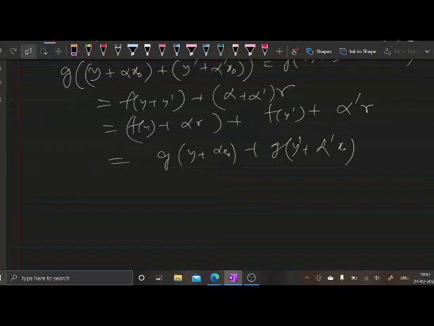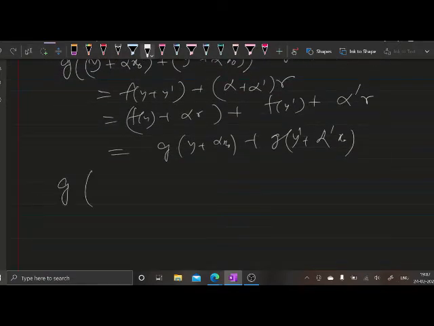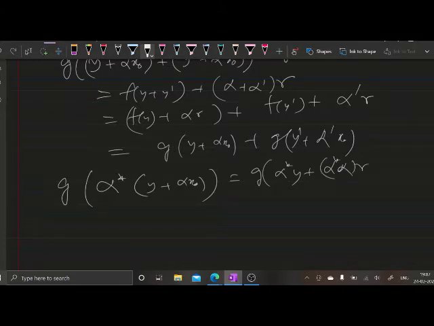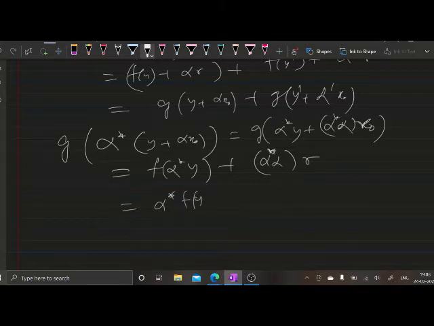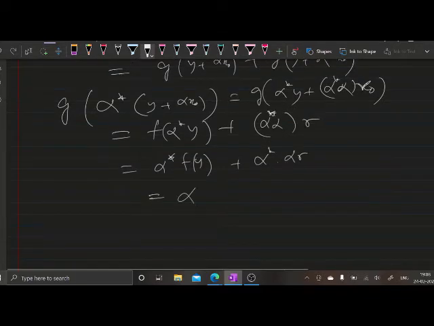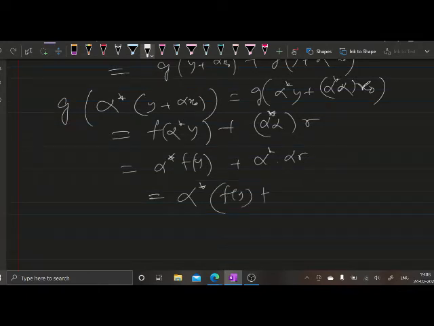And in a similar way, you can show that if you take any multiple, so suppose you take alpha star times this one, then it will be G of alpha star y plus alpha star alpha x naught. So then it will be f of alpha star y plus alpha star alpha r. Now since f is linear, you can take it out from this bracket: alpha star f y plus alpha star alpha r. So therefore you can take the common alpha star out, so it is alpha star times fy plus alpha r.